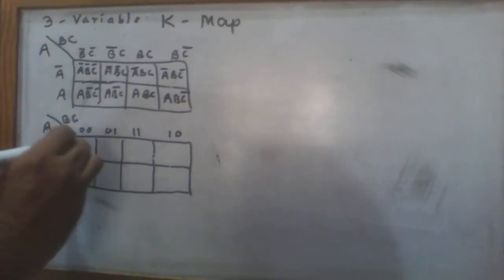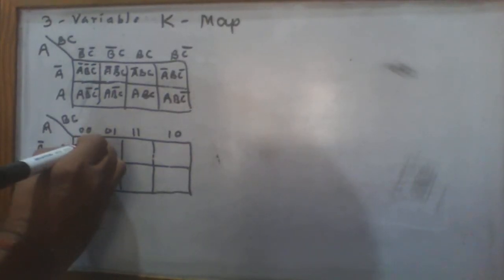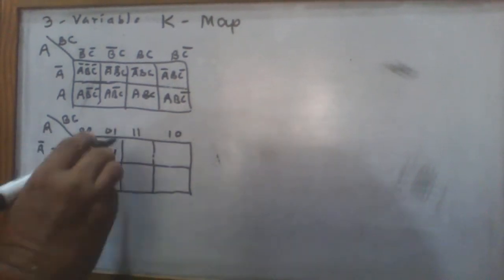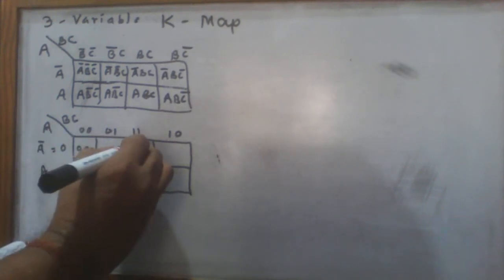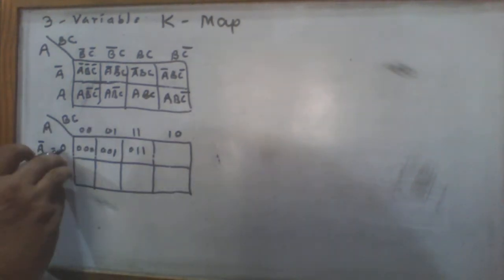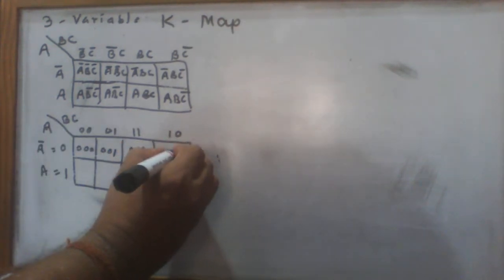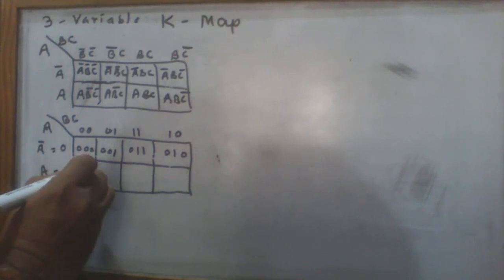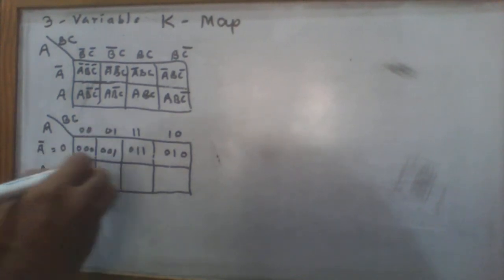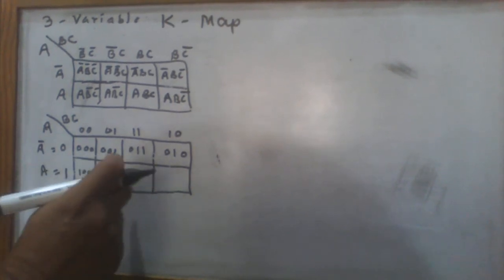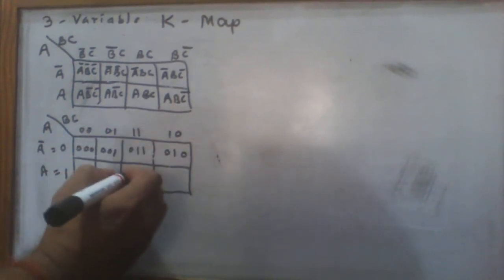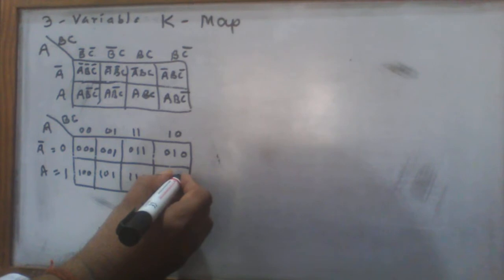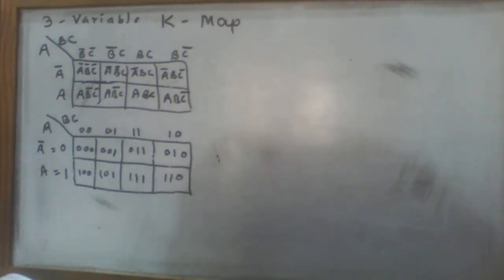In this way. Okay. Here in the first cell I will write 0, 0, 0. In the second cell I will write 0, 0, 1. In the next cell I will write 0, 1, 1. In the next cell I will write 0, 1, 0. Here in this cell I will write 1, 0, 0. In this cell I will write 1, 0, 1. Here I will write 1, 1, 1. In this cell I will write 1, 1, 0. This is also the method of writing three variable K-map.